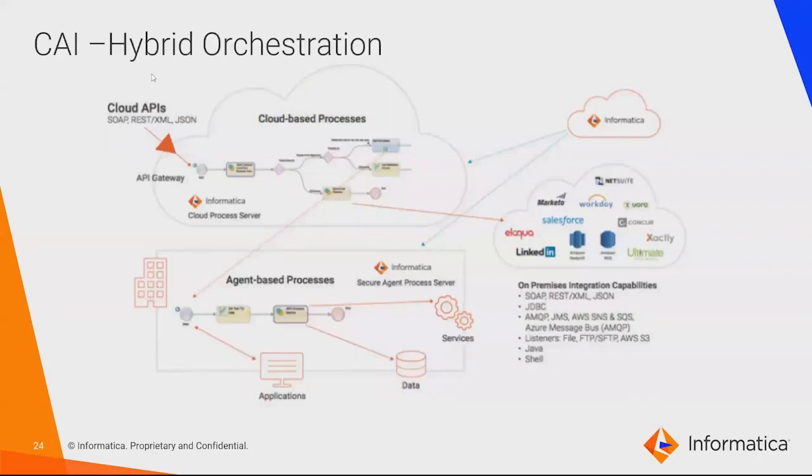So here's an example of a hybrid orchestration. In this picture, as you can see, you have a bunch of cloud applications, as well as the on-prem application that needs to be integrated and orchestrated within one flow. So you can build that flow within CAI. What you can do is that for the execution, you can always leverage Cloud Process Server. That's basically Informatica hosted process server. And for the on-prem needs, you can install the secure agent, which will eventually run the process server and execute the on-prem processes on this particular secure agent.